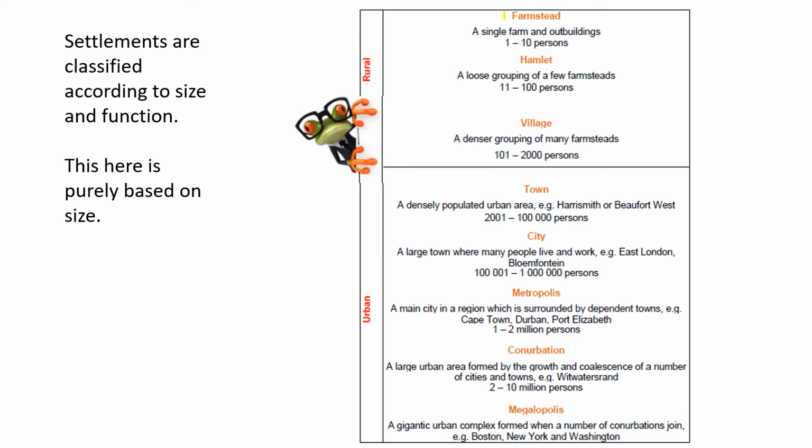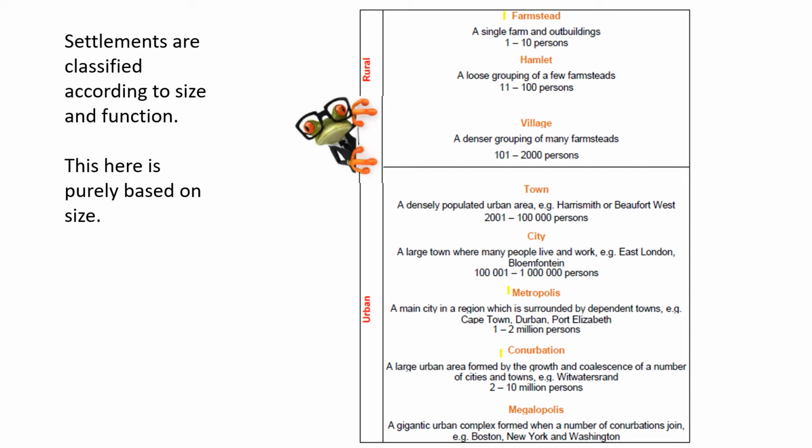Then we move over to the classification of urban. So here we're talking about towns, population of between 2,000 to 100,000 persons. A city is something like Polokwane, where we've got up to a million people. In South Africa, we also still have the metropolis, and there are only 3 of them here in South Africa. So it would be Cape Town, Durban, and Port Elizabeth, between 1 and 2 million people.